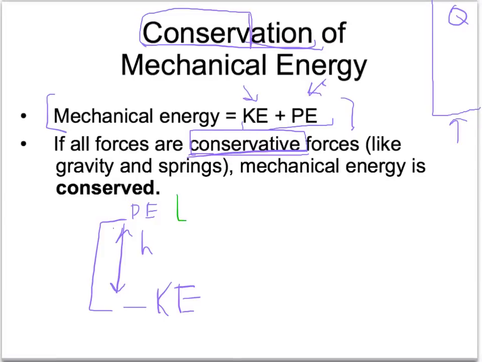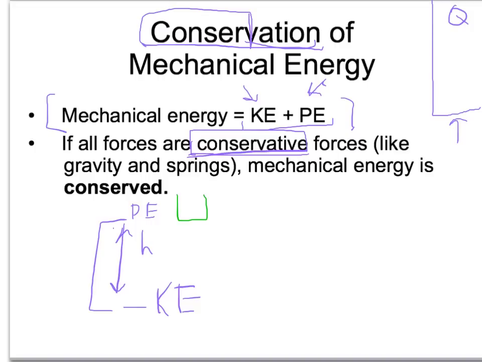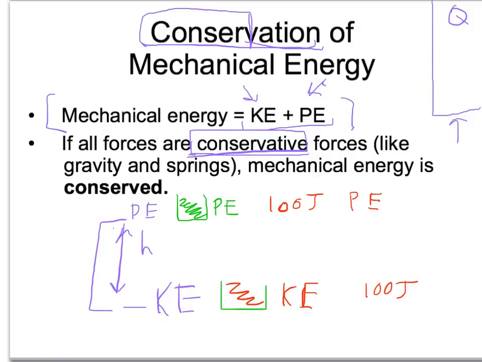So at the top, we have a bucket, and that bucket's a certain size. And at the top, our bucket is filled with potential energy. At the bottom, we have the same sized bucket, but now our bucket is filled with kinetic energy. And the bucket size stayed the same. So if you had 100 joules of potential energy up here, then you have 100 joules of kinetic energy down here.